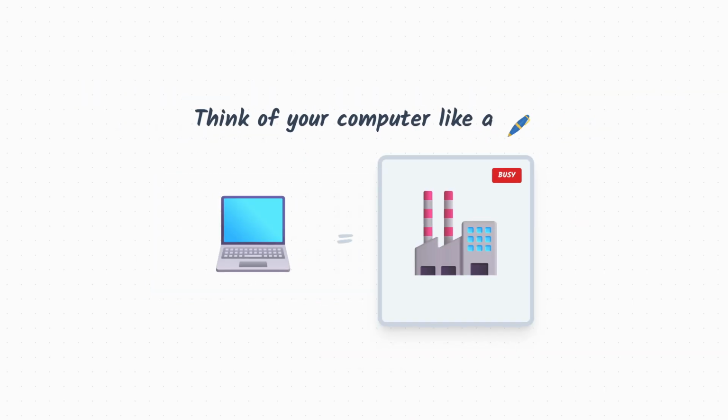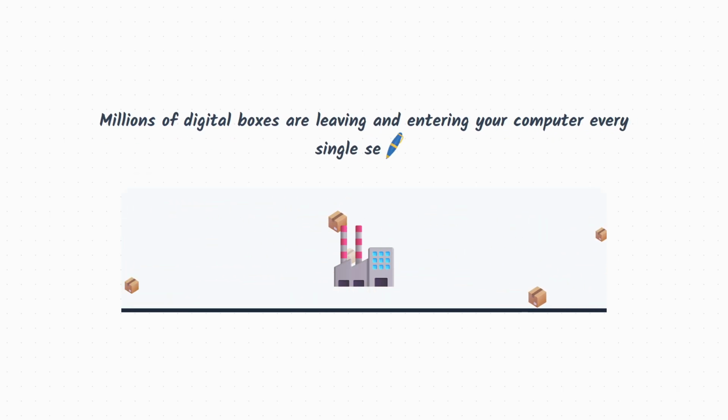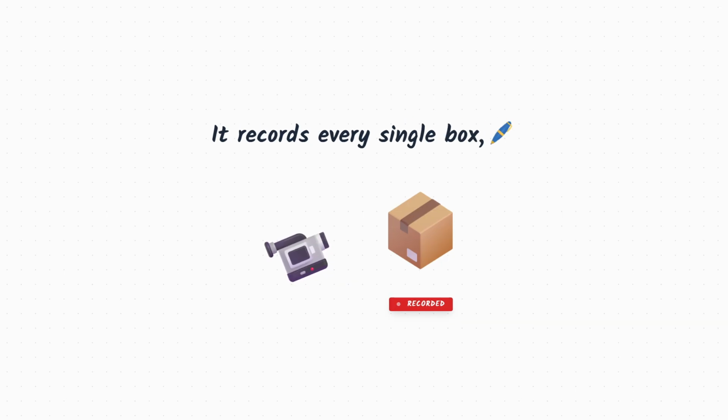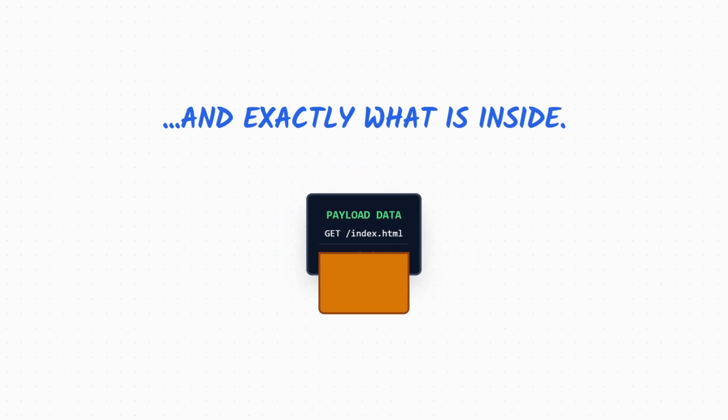Think of your computer like a busy warehouse. Millions of digital boxes are leaving and entering your computer every single second. Wireshark is the security camera at the front door. It records every single box, tells you who sent it, who is receiving it, and exactly what is inside.